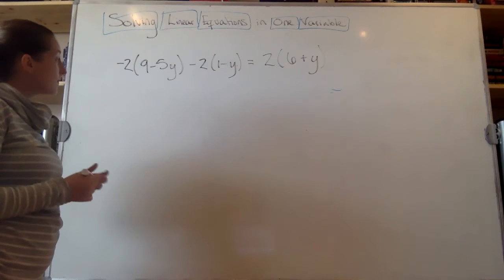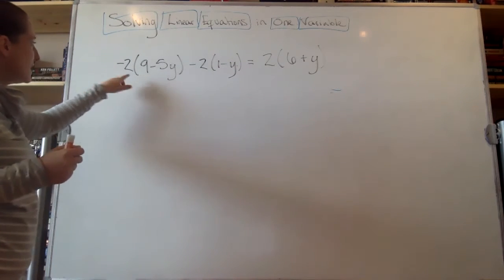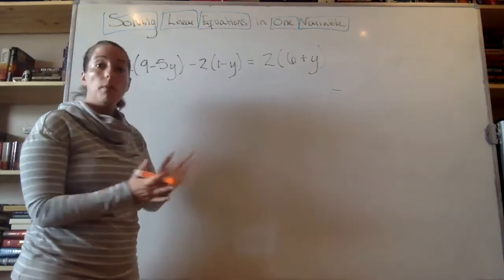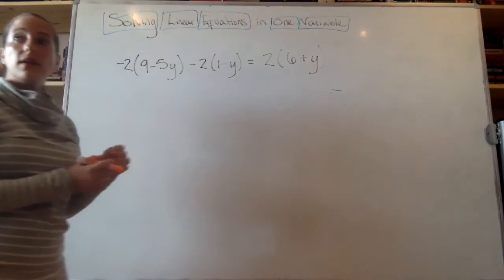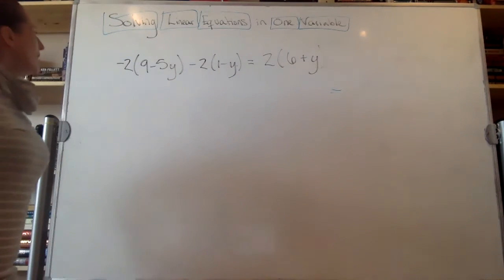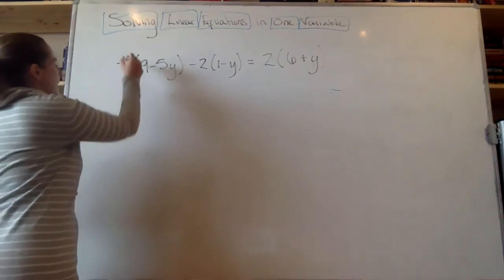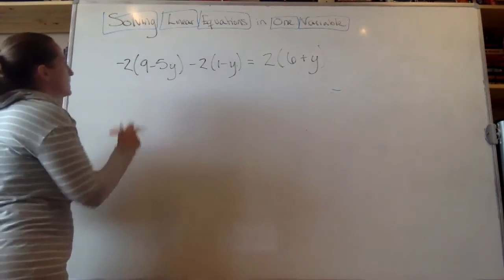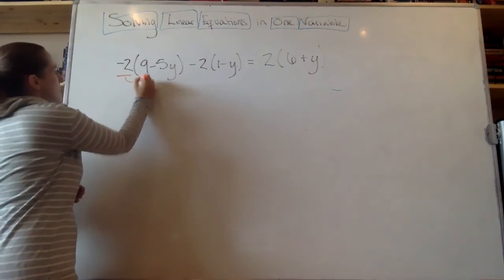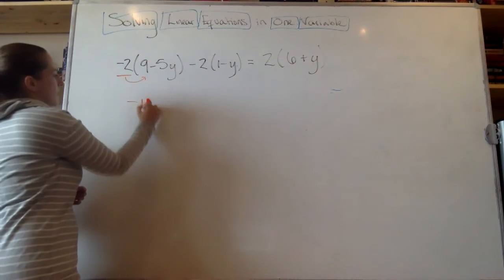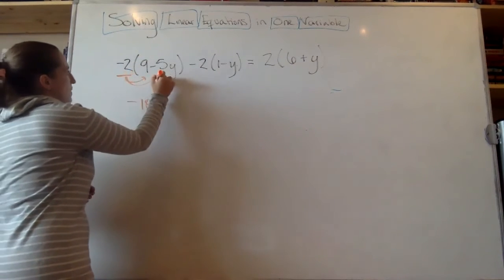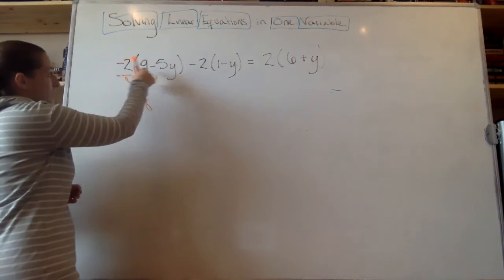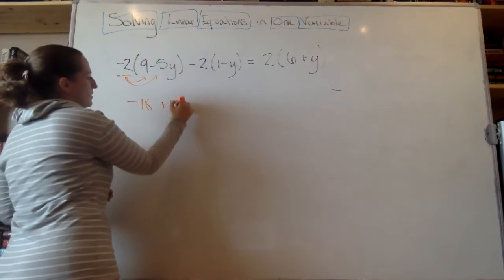Now in this case, the first thing I need to do is get rid of these parentheses so I can start combining like terms. To get rid of those parentheses, what am I going to do? Well, I'm going to distribute, or take our multiplication and distribute it across what's inside the parentheses. So I'll have -2 times 9. -2 times 9 is -18. And then -2 times -5y. -2 times -5 is +10y.